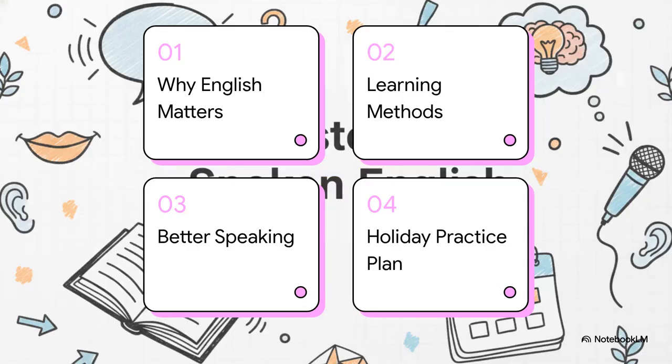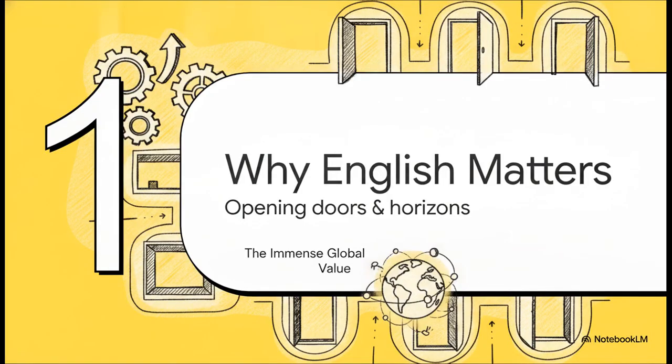So here's exactly how we're breaking things down today. Number 1, why English matters. Number 2, effective learning methods. Number 3, strategies for better speaking. And number 4, the holiday practice plan. Let's get to it. All right, Section 1, Why English Matters, Opening Doors and Expanding Horizons.